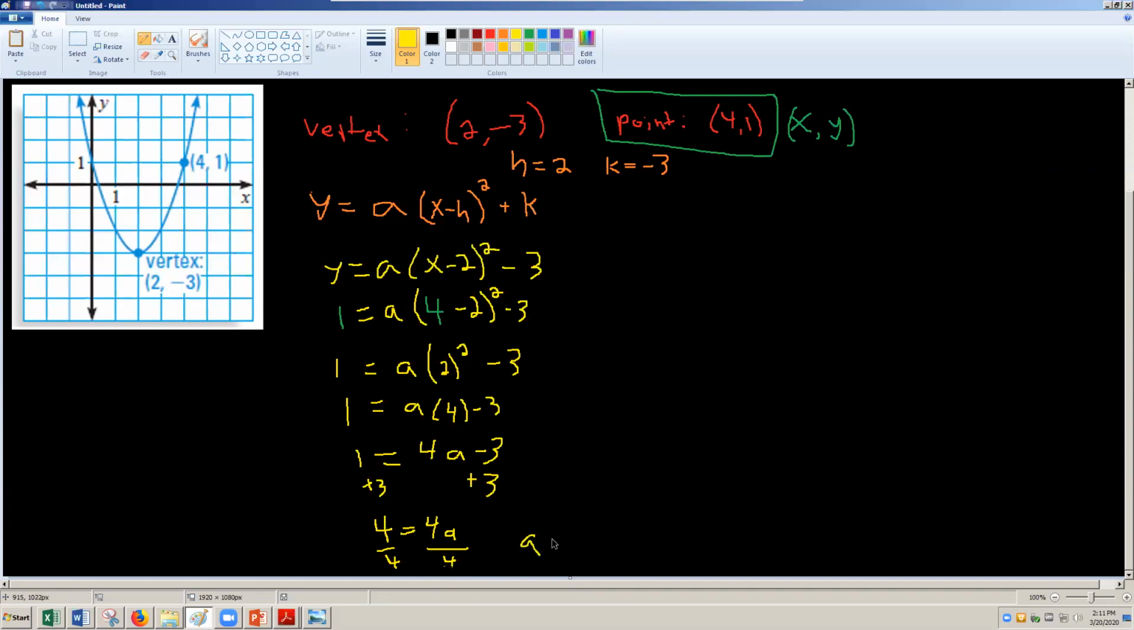And now we get a equals 1. Cool. All right. What is the significance of that? So now when I jump back in my equation, my a value here is going to be 1. So now I can write this thing out in terms of a final answer.